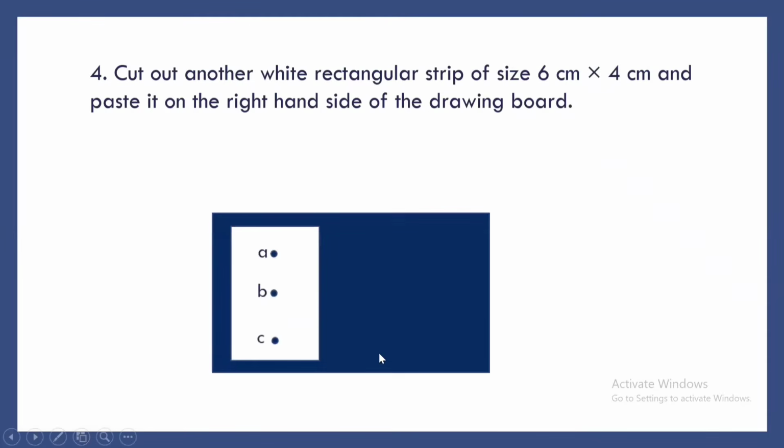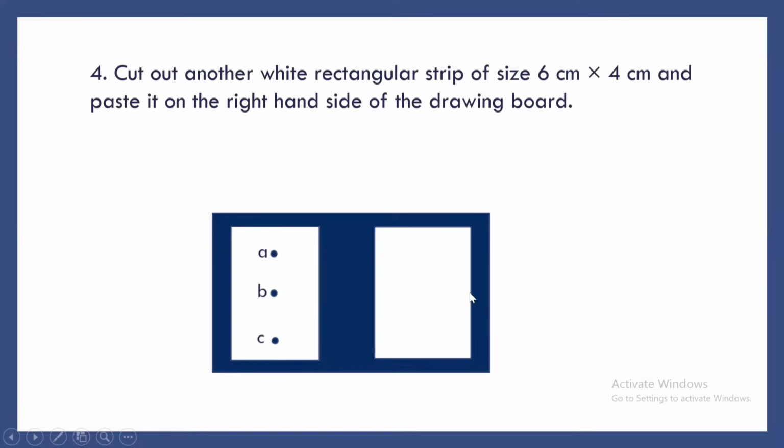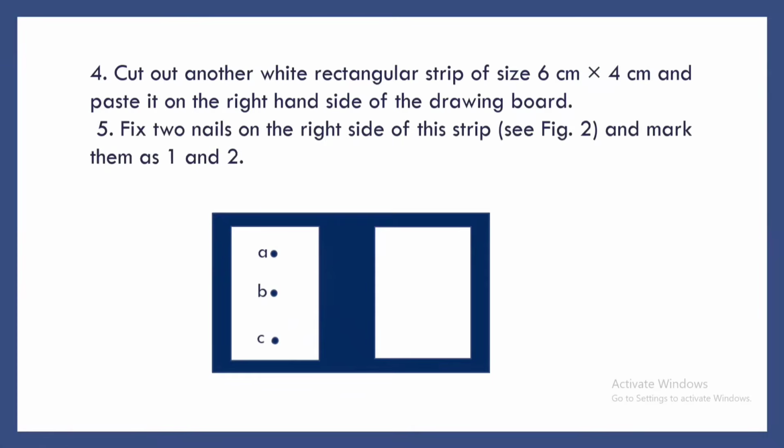Now on the colored sheet which we already had, I'll take another white sheet and put it on the right hand side. This was here and I've put it again here. Now on this white sheet, what do we need to do? We need to fix 2 nails on the right hand side of this strip and mark them as 1 and 2. So I fix 2 nails and mark them as 1 and 2, and this becomes my figure 2. Again, in your lab files, this becomes the figure 2 that you're going to make.